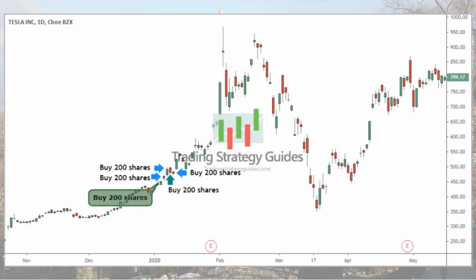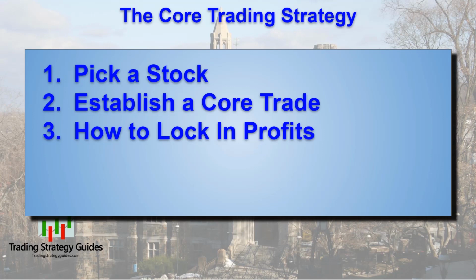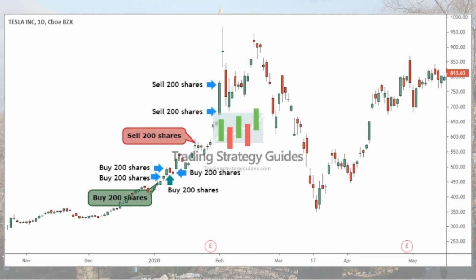Next, let's talk about how to scale out of a position and lock in profits. Once you have a core trade established, you want to start locking in profits at various price targets. In this case, you can look to sell 200 shares every time the stock price jumps 10 or 20%. Once Tesla's price reaches $580, you sell 200 shares and continue to scale the same way on the way up.